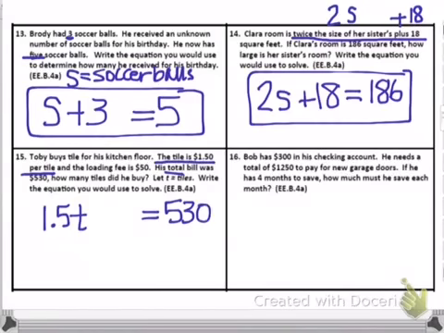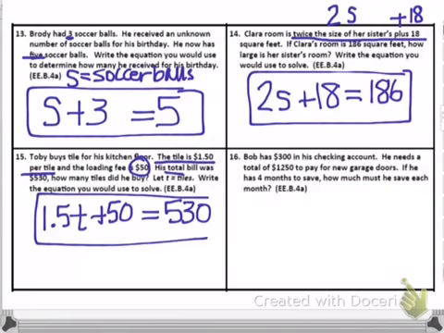530. So now I have one number left. It's this $50 right here. I've got to decide what to do with that. And in this case, it is a fee that I pay on top of the cost of the tile, in addition to the cost of the tile. So we're going to add it over here to the coefficient and the variable. And that would be my final equation.